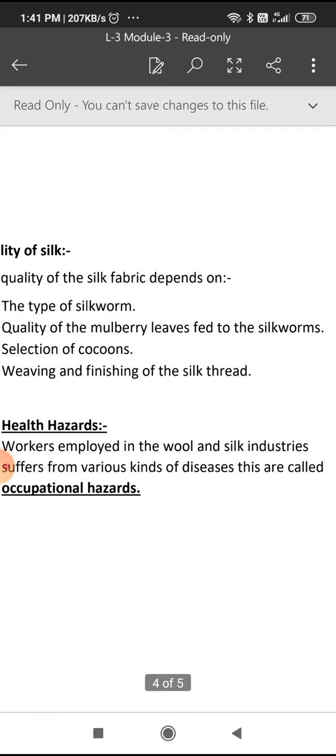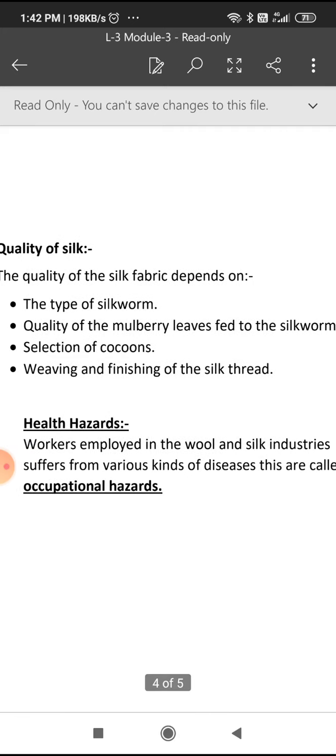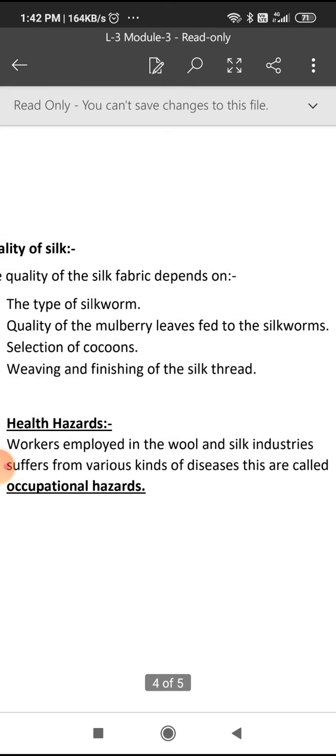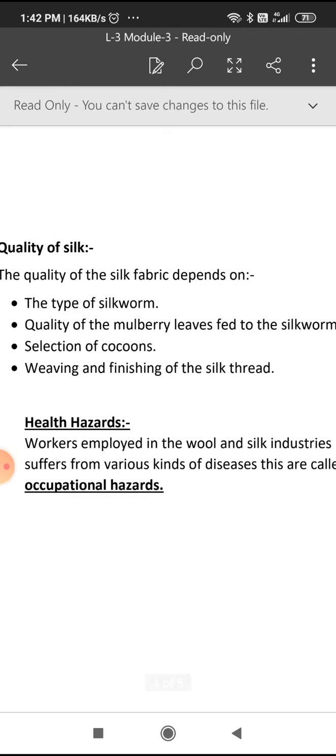Workers employed in the wool and silk industries suffer from various kinds of diseases. These diseases are called occupational hazards. Why occupational? Because they are related to the occupation, the work they are doing. So people are doing work in the wool industry and the silk industry. It's not a disease from the body or any other disease, it's from the work that they're doing. That's why it is called occupational hazards. So what are those diseases?